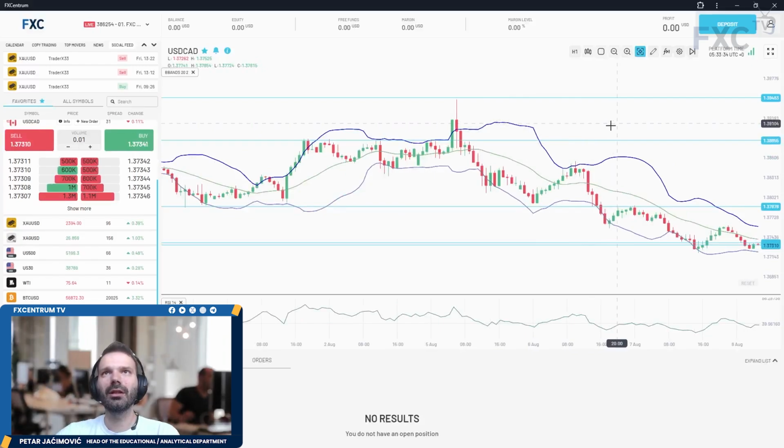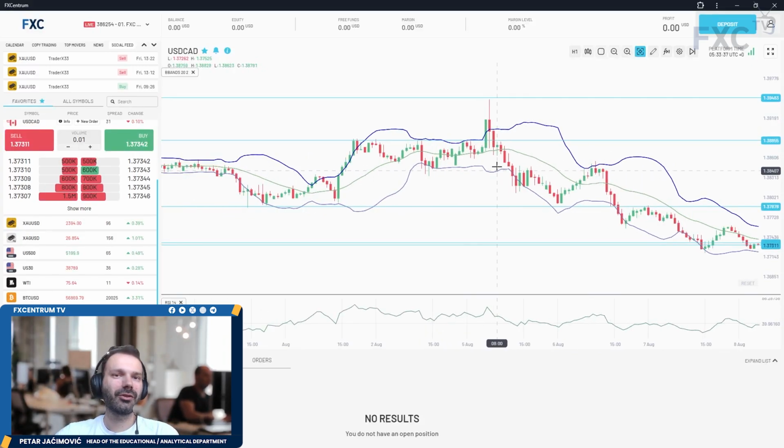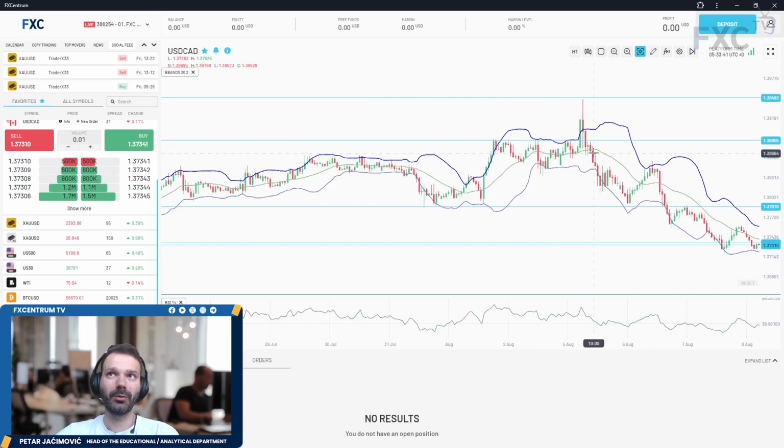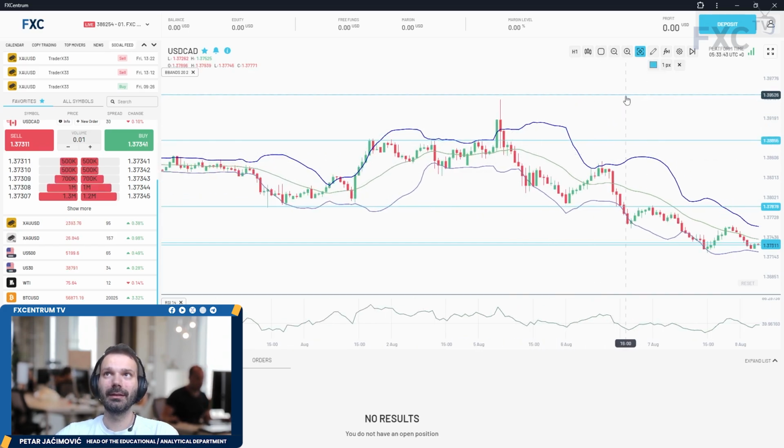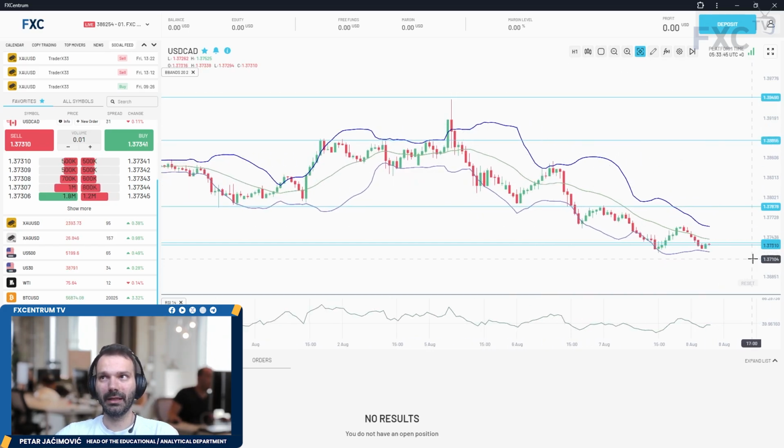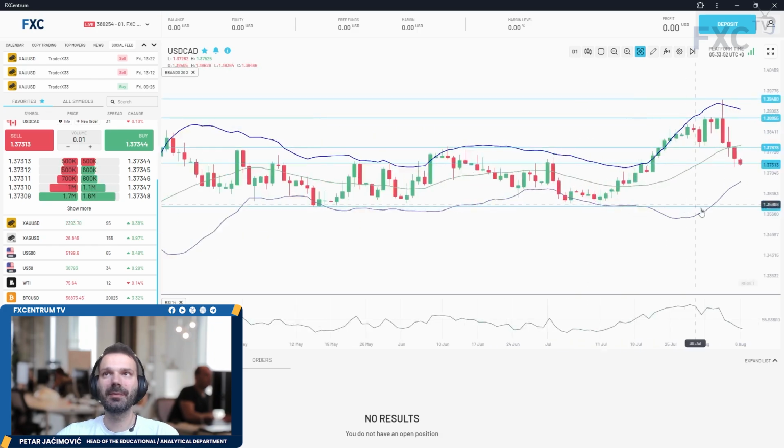On the USD Canadian dollar, our trade idea is progressing well from a few days ago. This bull trap that happened at this point is progressing very well, and market is down. It's trading at 1.3731. I still see potential for the further drop, short-term speaking, and for the market to trade even towards the 1.3590 mark. So short-term speaking, potential for the further drop towards the key support zone on the USD Canadian dollar.